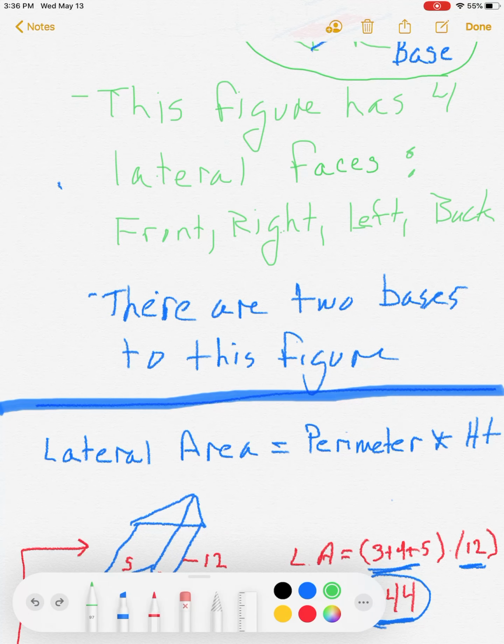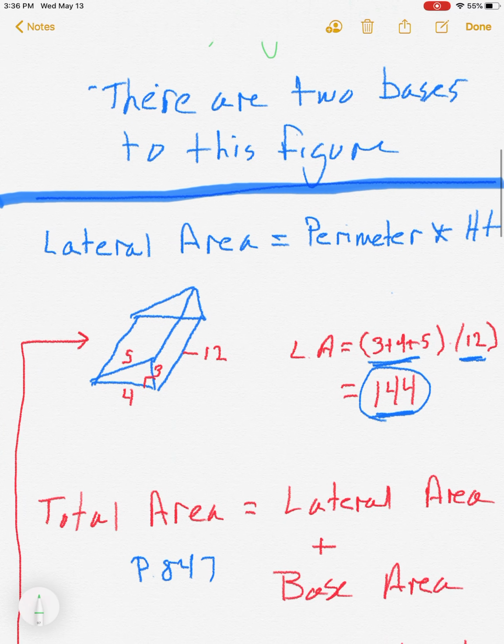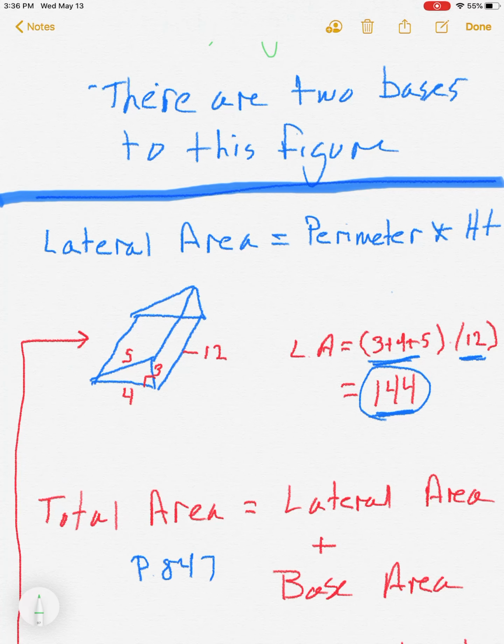The next picture I have here is a triangular prism. A triangular prism has a triangular base. The one that I've pictured has a height of 12. It has a triangular base with dimensions 3 by 4. Remember, when you're finding the area of a triangle, the dimensions you use always have to be at right angles to each other. So the 3 and the 4 are at right angles to each other.